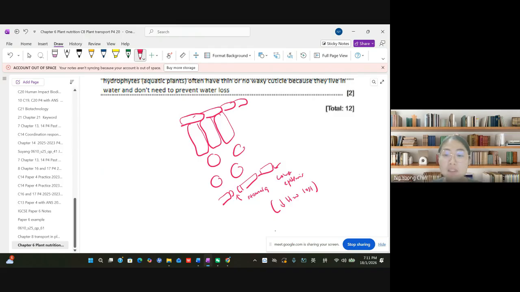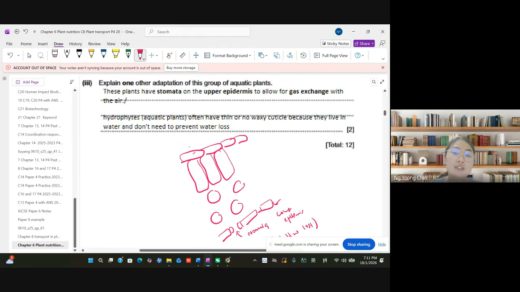Because if the stomata were located on the upper epidermis, usually the upper epidermis is directly exposed to the sunlight. When the sunlight strikes the plants, it just shines on the leaf surface. So if the stomata were located on the upper epidermis, there would be a lot of water loss through the evaporation of water.